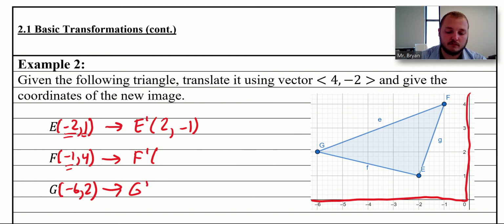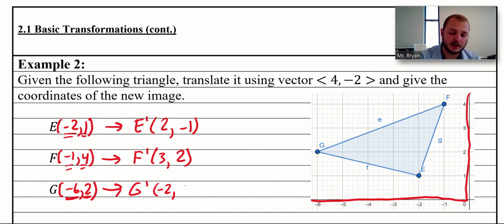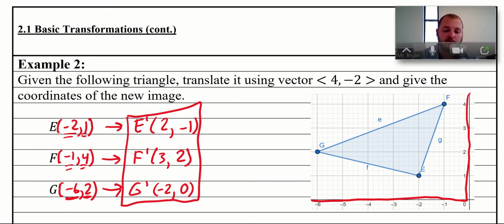I have -1. I want to add 4 to it. So hopefully we know that is +3 now. And the next one here, I have +4. I want to subtract 2 from this using that vector. So now it's +2 when I subtract 2 from that. And then same thing with the last one, G prime, add 4 to -6. That's going to make it -2 because it's getting closer to 0. And then +2 minus 2, that's just going to give me 0. And again, this is what I want to circle. This will be my final answer.